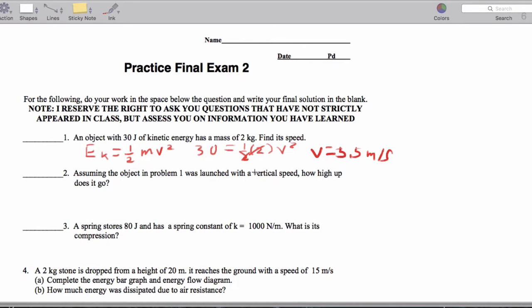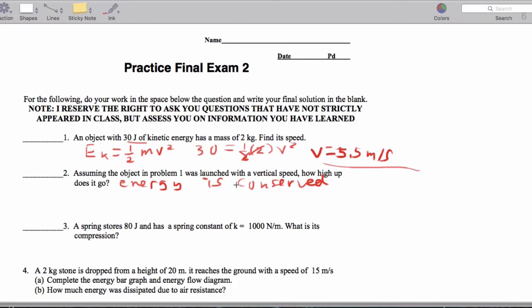Now, it says, assuming the object in problem 1 was launched at the vertical speed, how high up does it go? Here's the interesting thing. Let's assume that no energy is dissipated. And one small thing I want to say is you don't actually need this number here. Since you have 30 joules at the beginning, if energy is conserved, which it is, assume it is, that mechanical energy is conserved, meaning there's no dissipated energy.